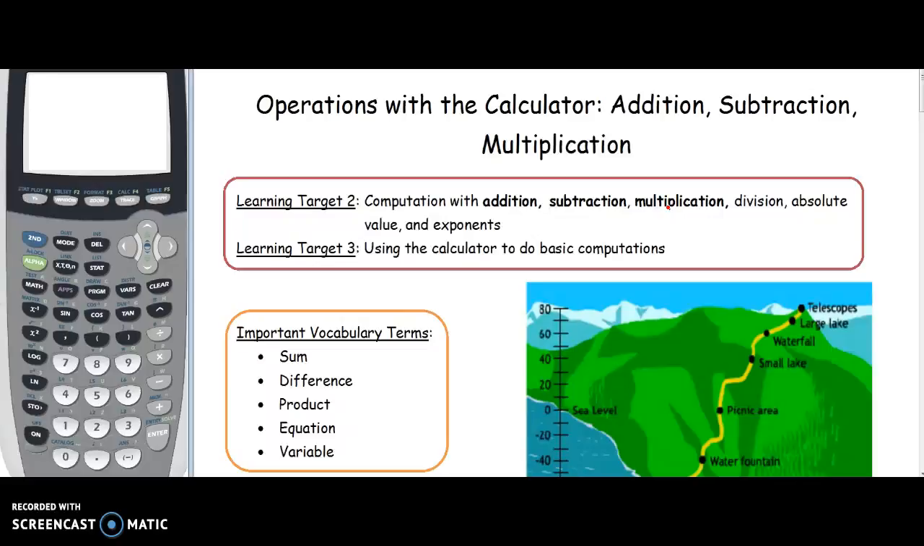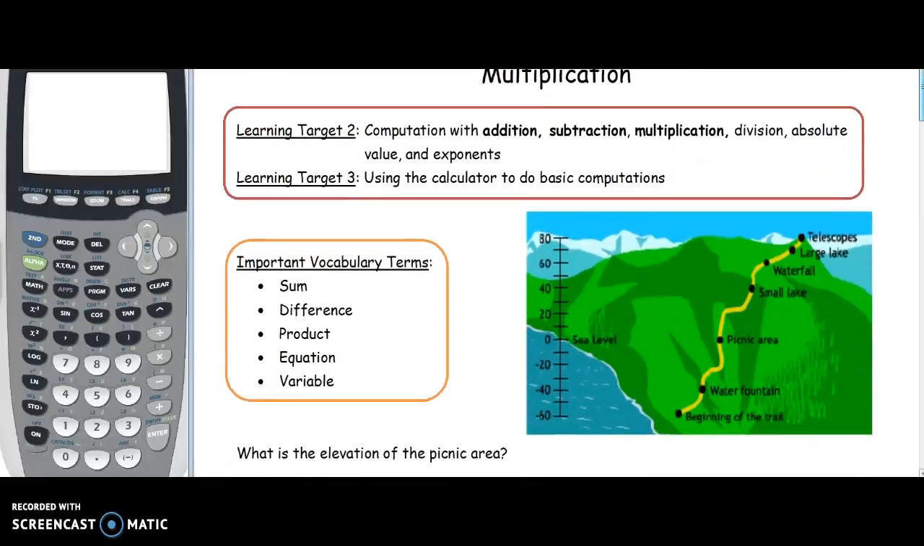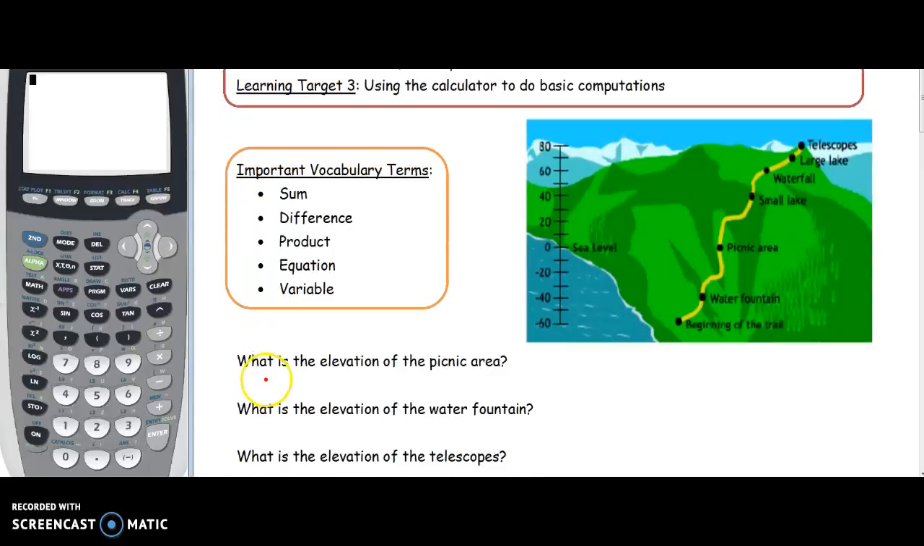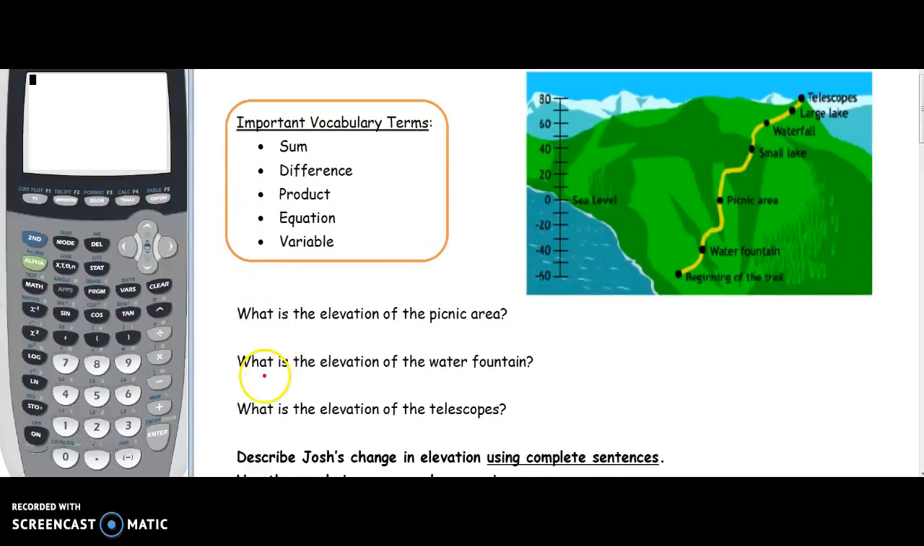So for some of you, this calculator is new and we don't know what buttons to press. Like, where's the fraction key? Well, there is no fraction key. So that's what we're going to have to do. Some vocabulary words that we are going to be focusing on are sum, difference, product, equation, and variable. Okay, so those should all be very familiar to you. And we're going to be paying attention to this graph here at the top.